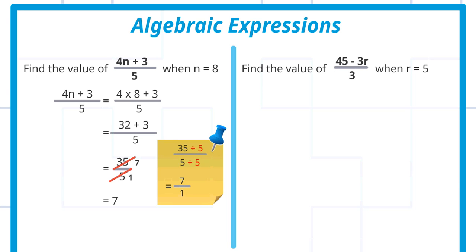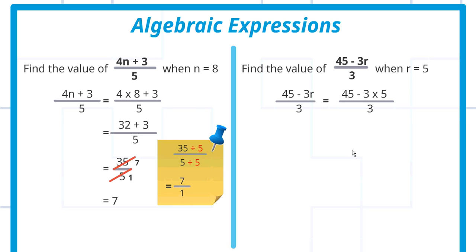Find the value of (45 minus 3r) divided by 3 when r is equal to 5. So whenever we see r here, we're going to replace r with 5. So that this expression becomes (45 minus 3 times 5) divided by 3. 3r is 3 times 5 because r is equal to 5.